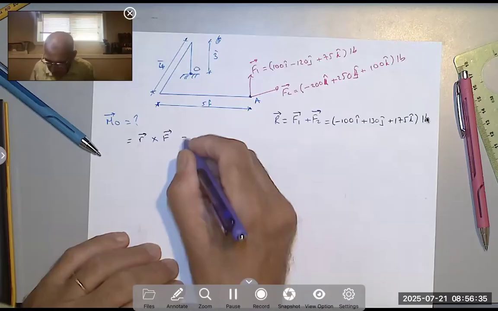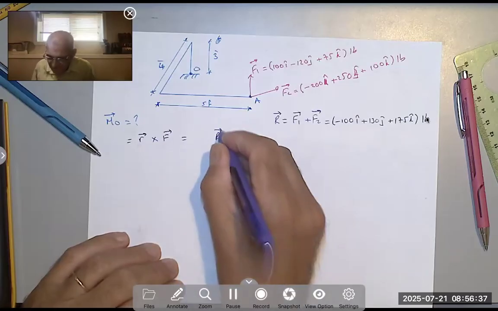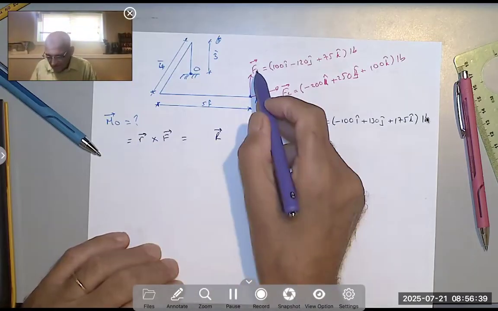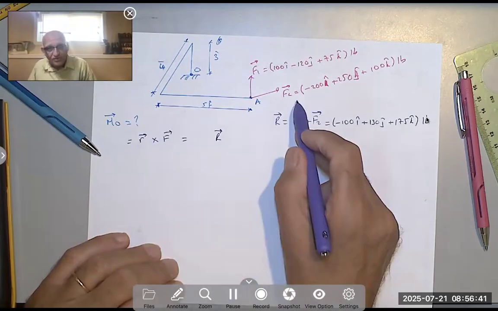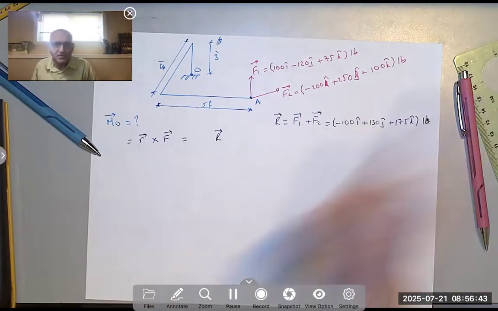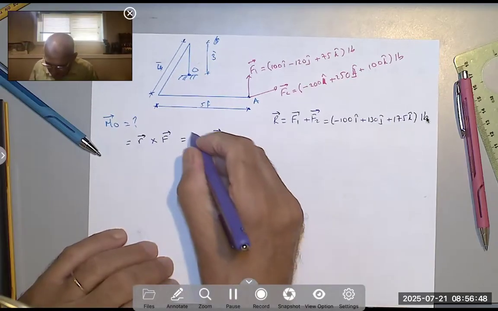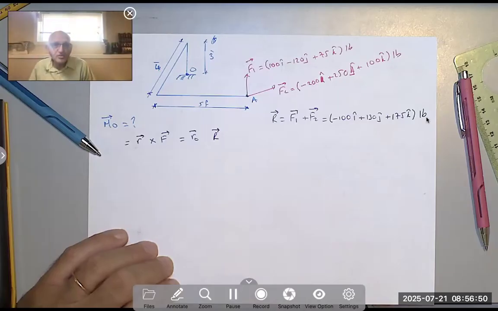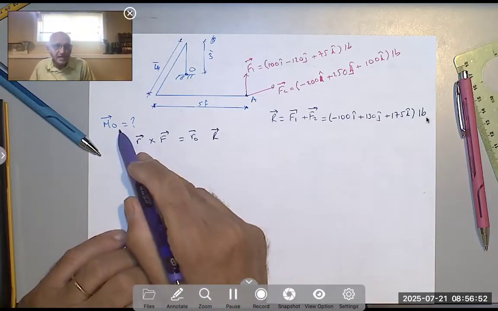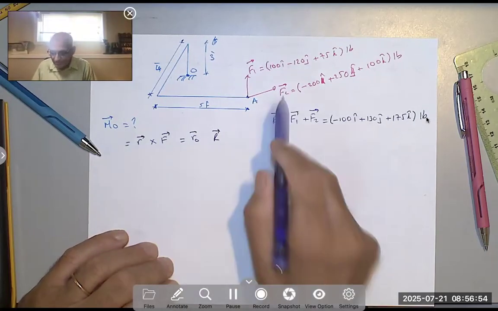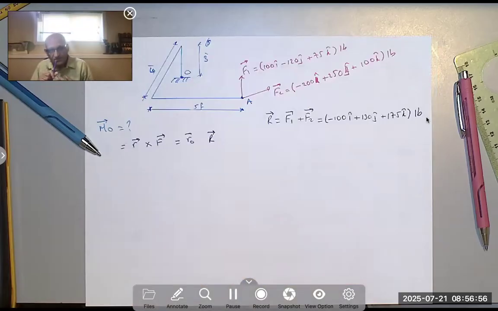So now my moment, notice that the moment, as we said, equals R cross F. F here would be R, right? Because instead of saying R1 cross F1 plus R2 cross F2, it's the same thing. And R here always starts at O, because I want the moment about the axis passing through O and perpendicular to these two forces.